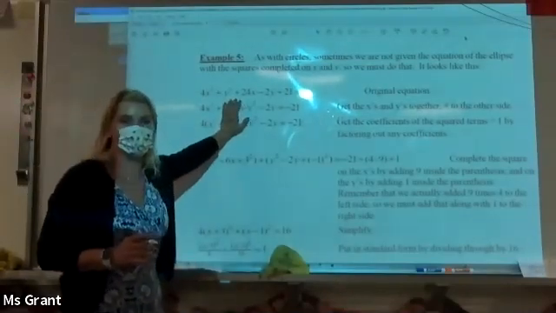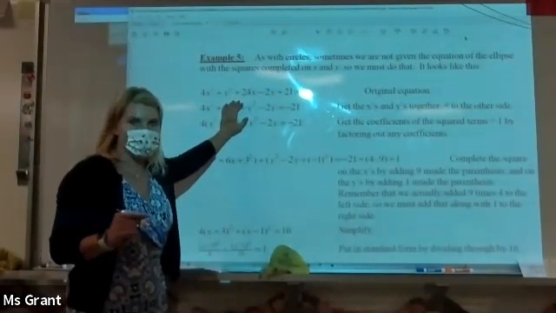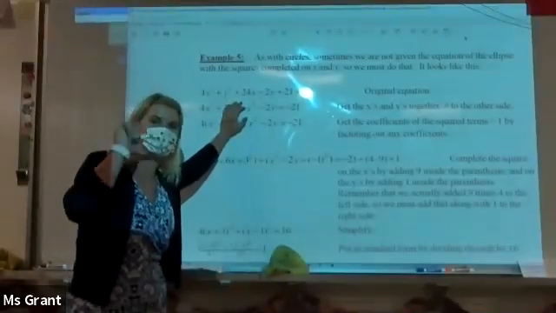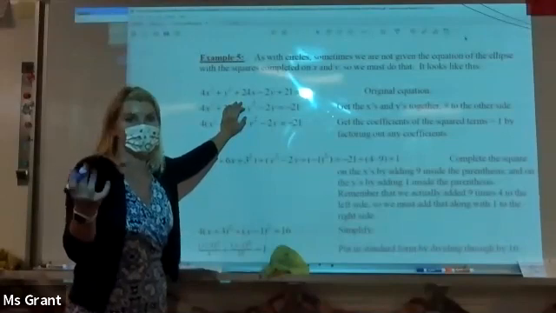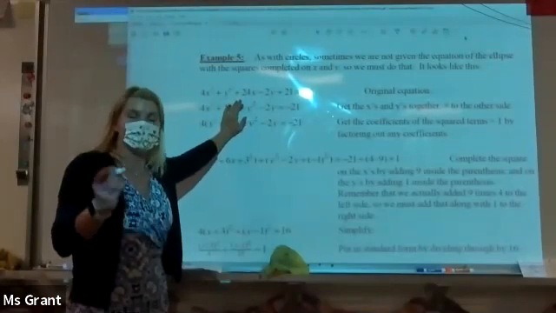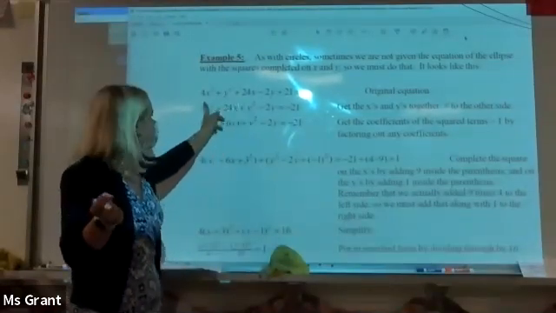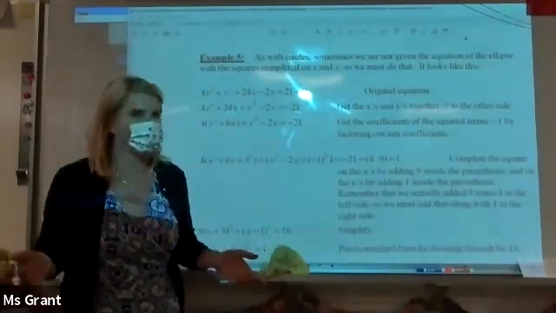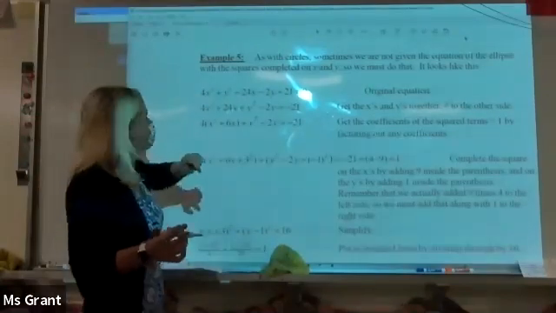This is in standard form. And I have to complete the square in order for me to get the parentheses with the square, the denominator. Like this is not ready to go. So last week when we did circles, I gave you problems like this and I said, you have to complete the square to get it in the proper form. So I have to do the same thing here.